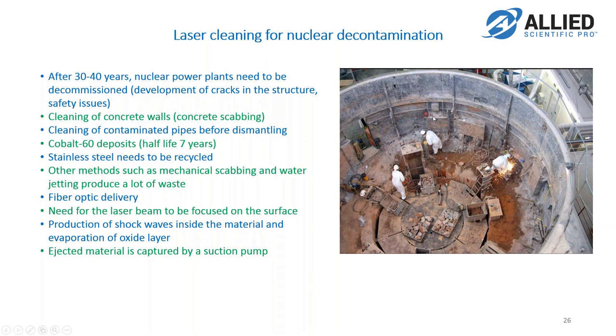And one has to get rid of all the concrete blocks and also the metal pieces that are inside. They're contaminated with radioactivity, so they need to be cleaned. And they could be recycled. They could be used in other nuclear power plants. But the concrete blocks cannot be thrown away just as is. They have to be cleaned and then thrown away. Normally, every 30 to 40 years, you have to decommission these nuclear power plants. And they have all these deposits of cobalt-60 with a 7-year half-life on it.